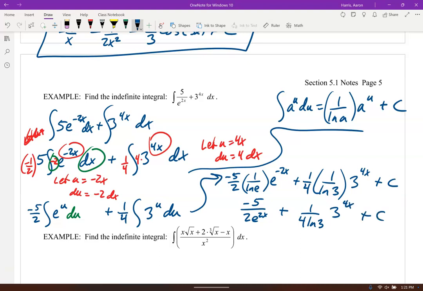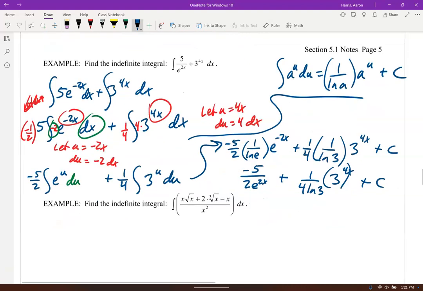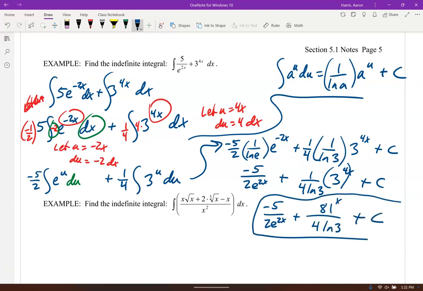plus a constant. And I could write this, that's the same as 3 to the 4th to the x. So you could also write this as 3 to the 4th is 81 to the x over 4 ln of 3. This is the same thing. 3 to the 4x is 3 to the 4th to the x, power of a power.